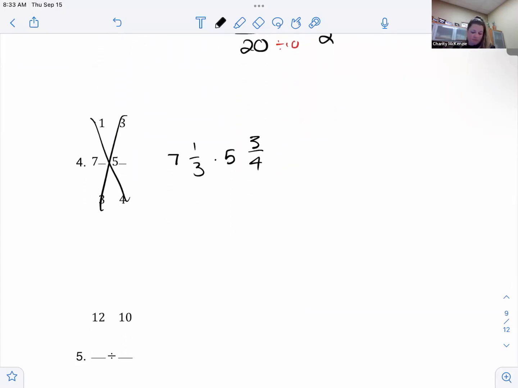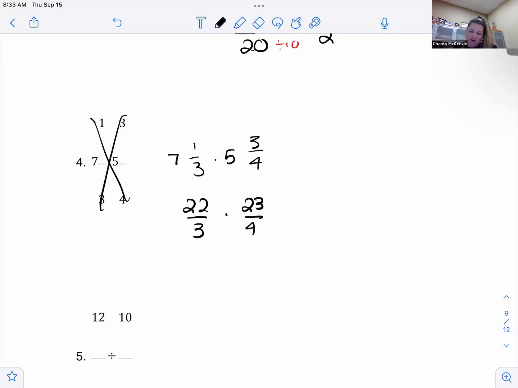So we're going to do 7. Well, you can, but it's super hard. So we're going to do 7 times 3 is 21 plus 1 is 22/3. Okay, and 5 times 4 is 20 plus 3 is 23/4. Okay, so I made them improper.